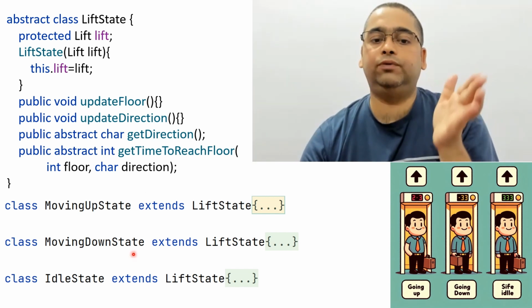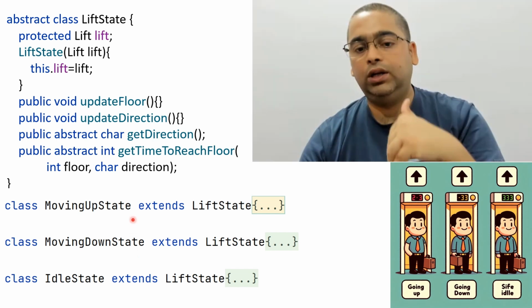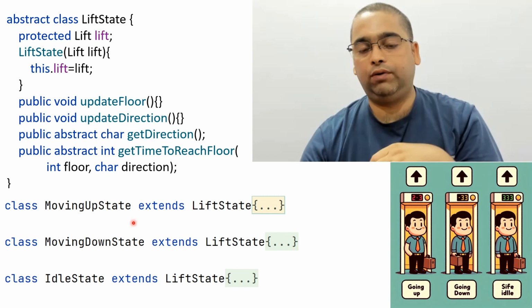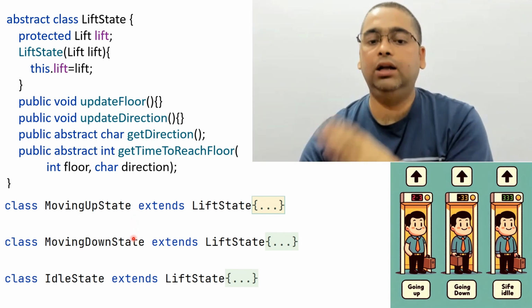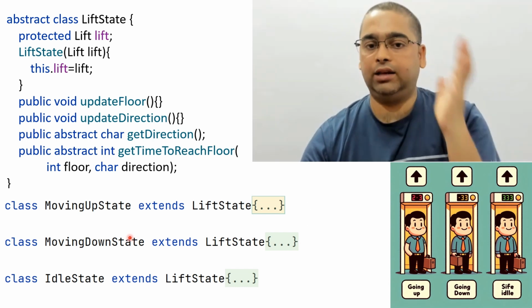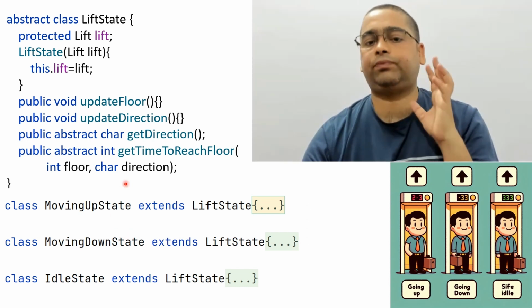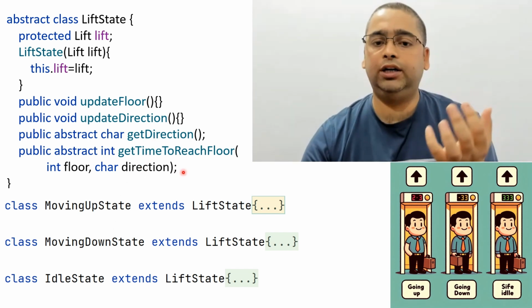Same goes vice versa for the moving down state. If a lift is coming down and it has processed all the down requests, then if it has no other request, it will become idle. If it has up requests in its queue, then it will start moving up and the direction becomes U, that is up. Again, the get direction and the get time to reach floor, which we already discussed.